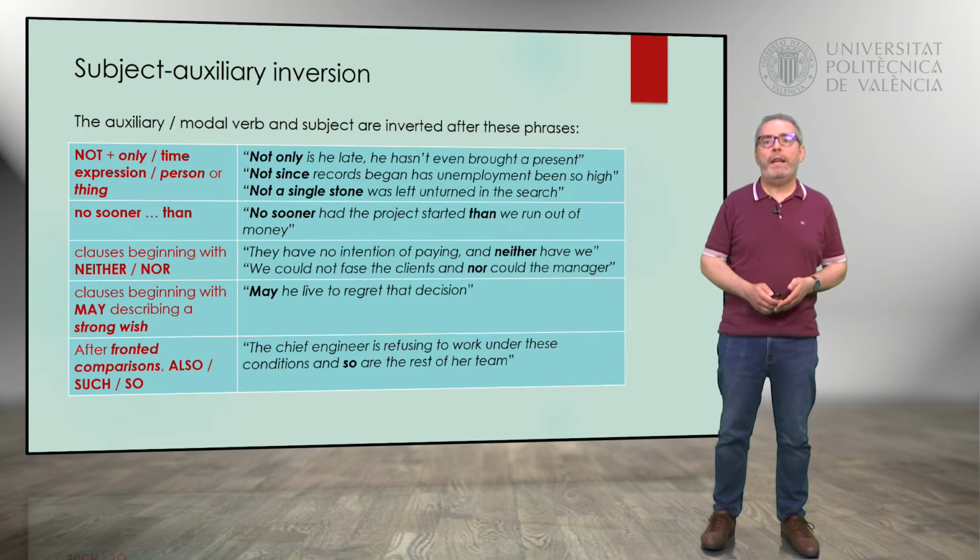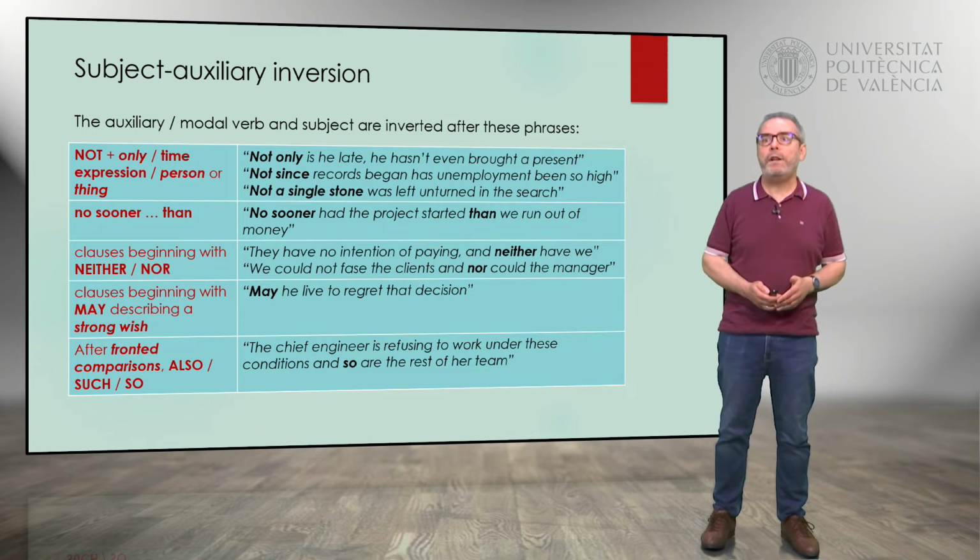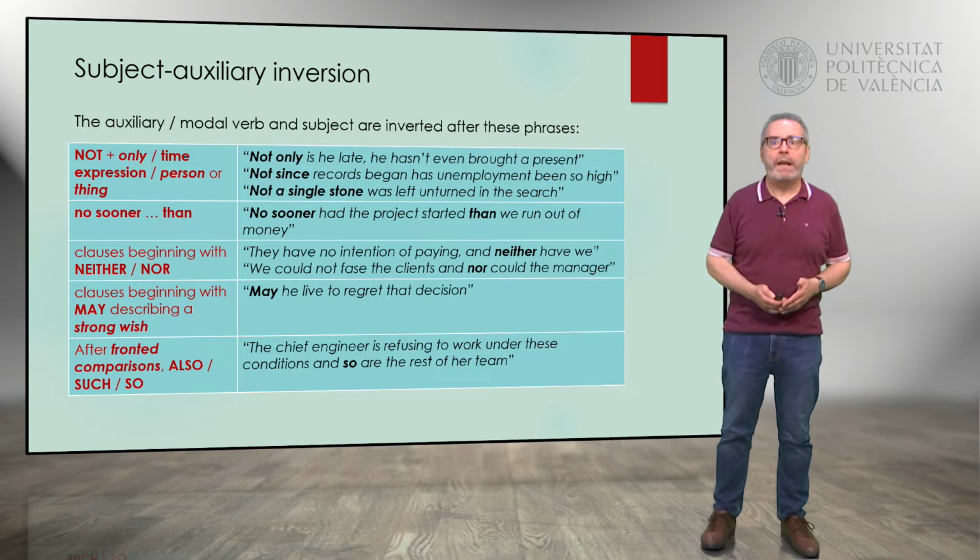There are some other structures, such as not, followed by only, a time expression, or a person or thing. Not only is he late, he hasn't even brought a present. Not since records began has unemployment been so high, or not a single stone was left unturned in the search. A typical structure for inversion is the one produced by no sooner than. In the example, no sooner had the project started than we ran out of money.